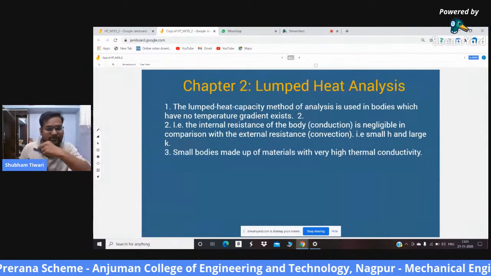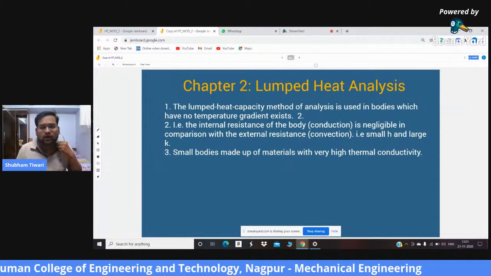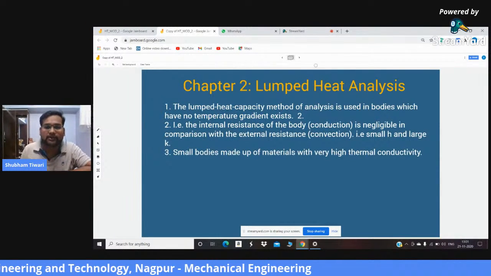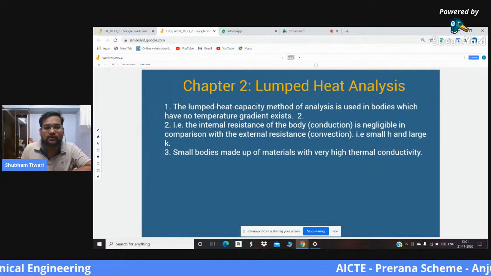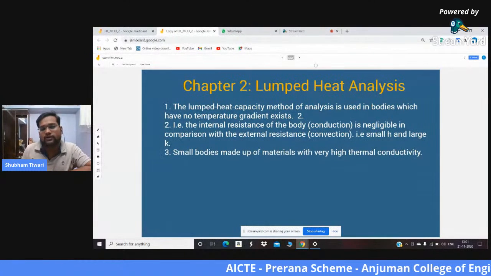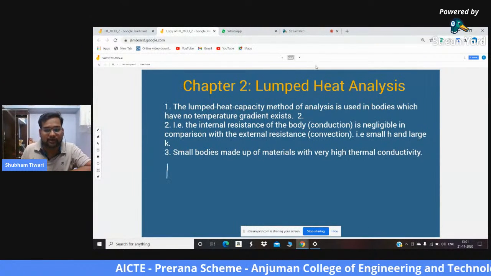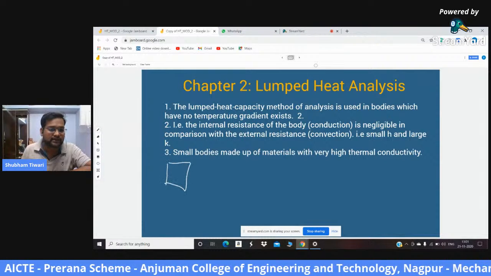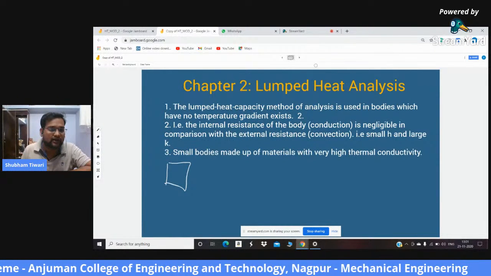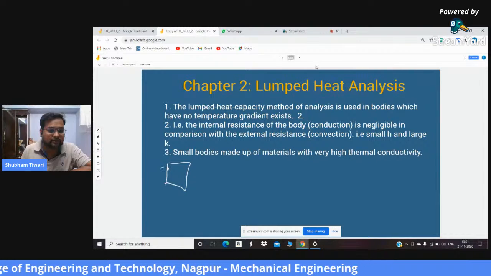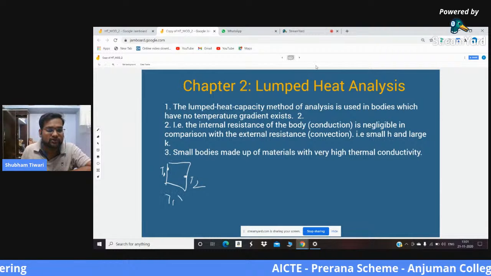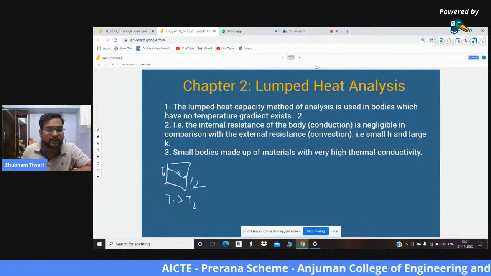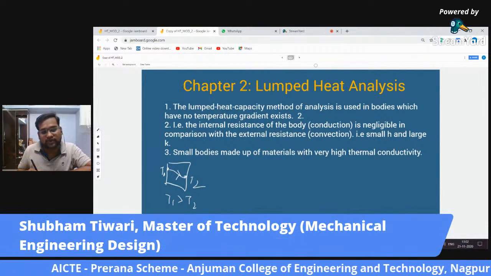Lumped heat analysis is basically a type of heat analysis method in which there is no temperature gradient in the body. What we saw in the previous chapter was pretty simple. There was a wall or cylinder or sphere. Within this body, there was a temperature gradient. Here the temperature was T1 and here it was T2. When T1 was greater than T2, because of this temperature gradient, heat transfer was possible.